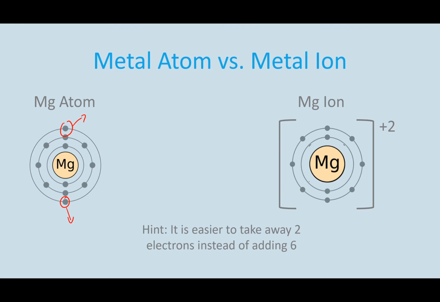So if I'm at 0 and I take away 2 negative charges, or the electrons, that leaves me with a +2 charge overall. So that's our metal ion.